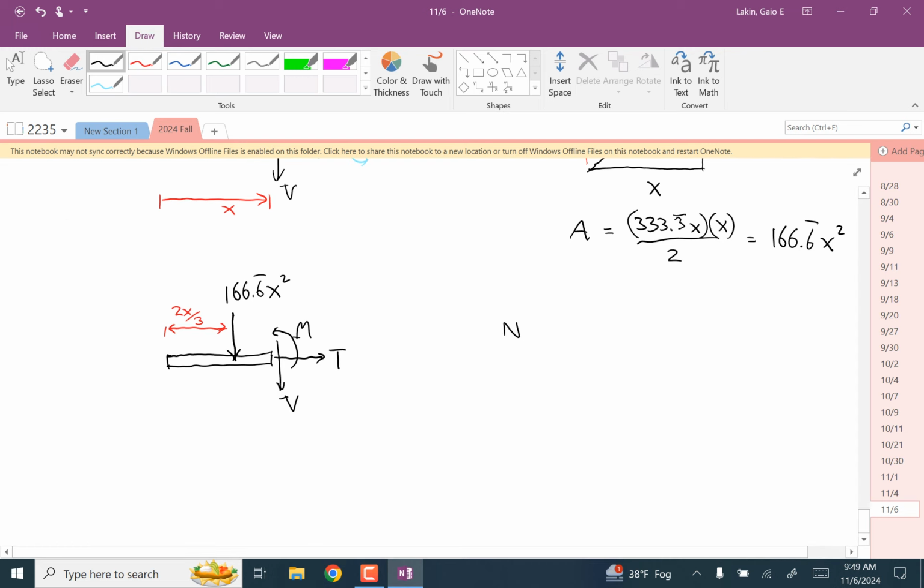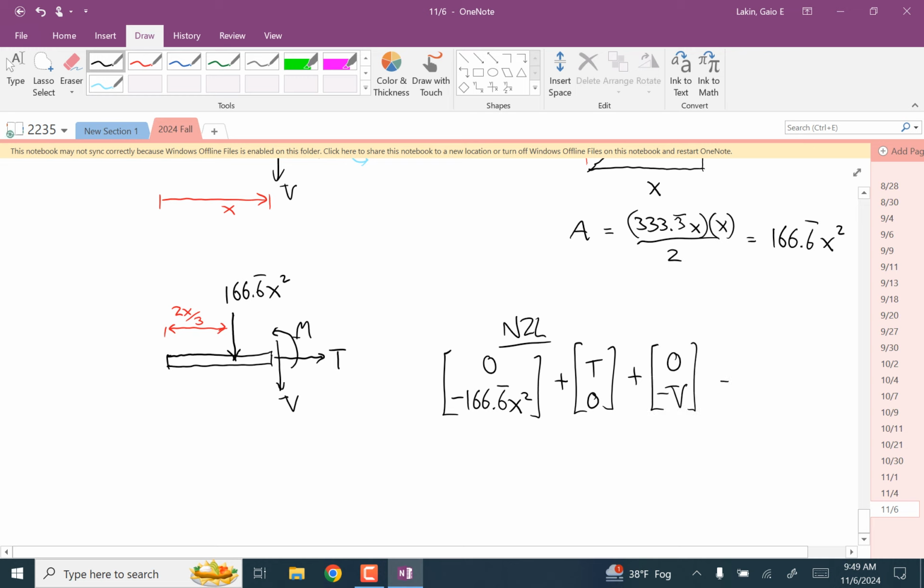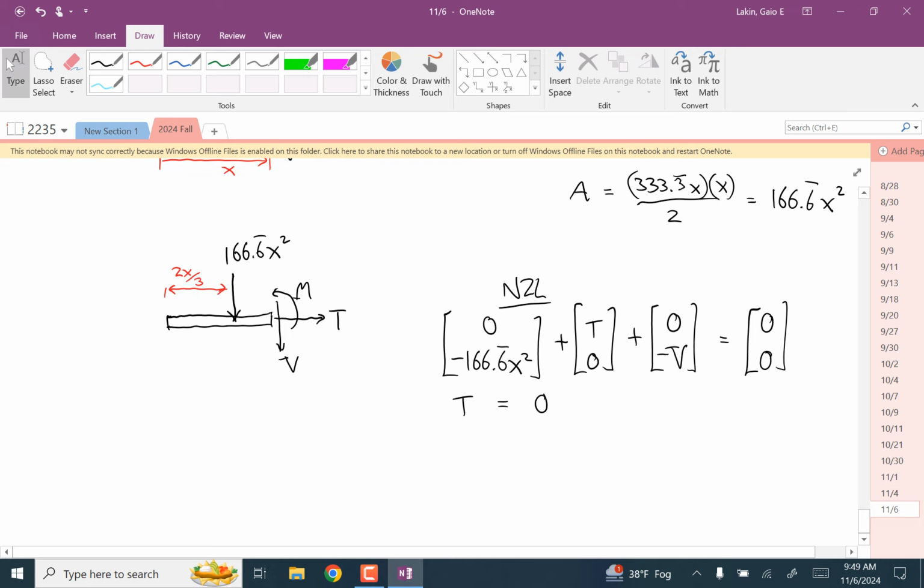So now Newton's second law says 0 equals negative 166.6 repeating X squared plus T, 0 equals negative V, is equal to zero. I keep not putting forces in that give you internal tension, but we got 0 for tension again. That's not always the case. And V is equal to negative 166.6 repeating times X squared.